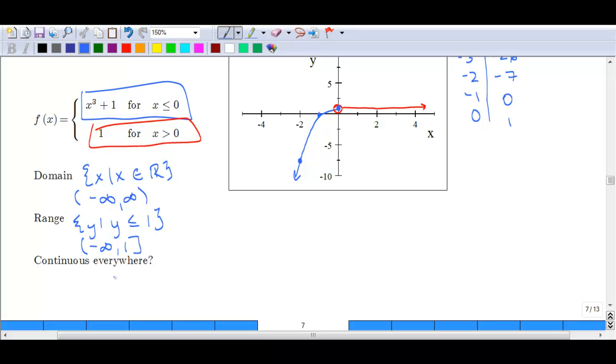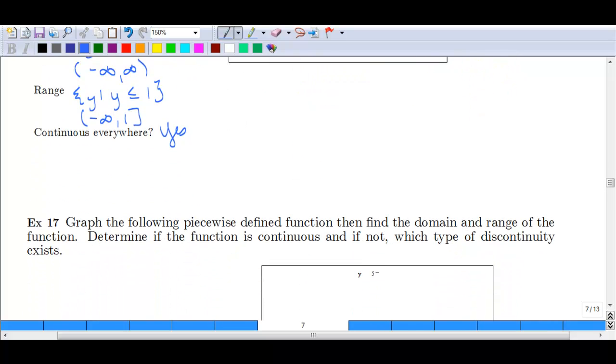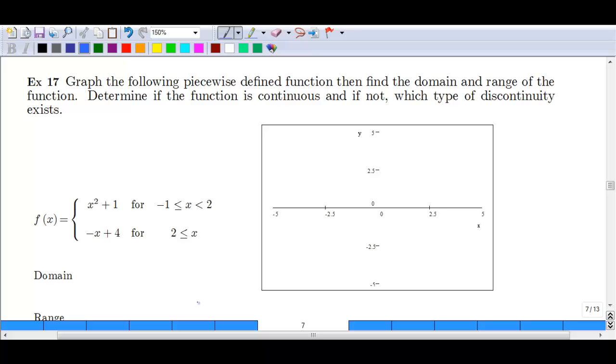Question again, is this continuous everywhere? Well, yes it is. Thankfully these points here overlapped. You can see here at 0 you have 1, and that's where it's starting here with the red function. So yes, this function is continuous. So we'll get a few more examples just to make sure you guys have enough practice with this.